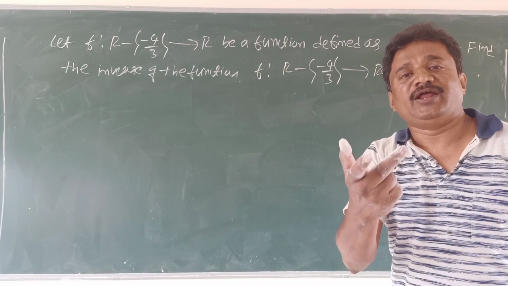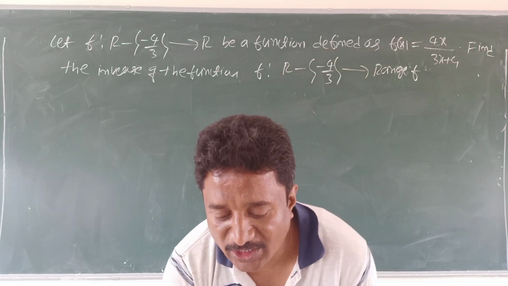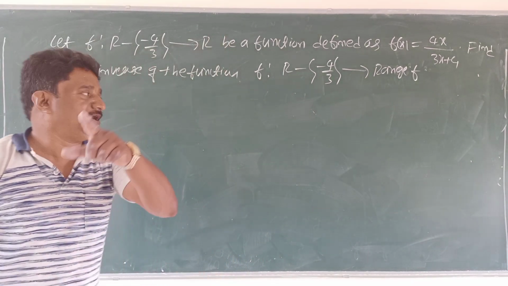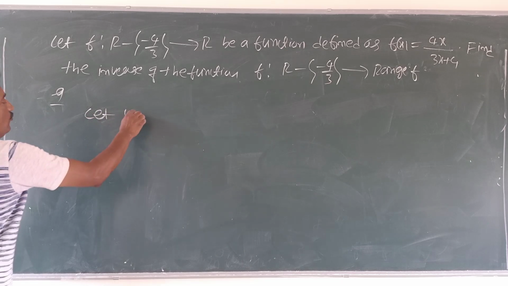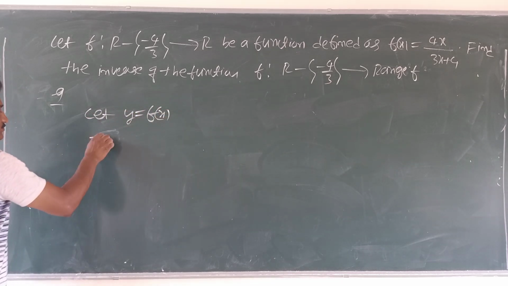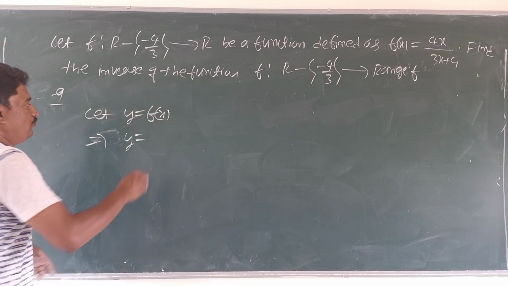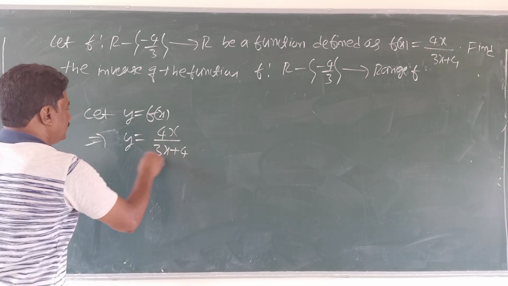You know how to find f inverse x. Go for that. Solve that. Find out f inverse x. So finding inverse means finding x value. Solution. Let y equals f(x). That implies y equals, what is f(x)? 4x by 3x plus 4. Cross multiply.